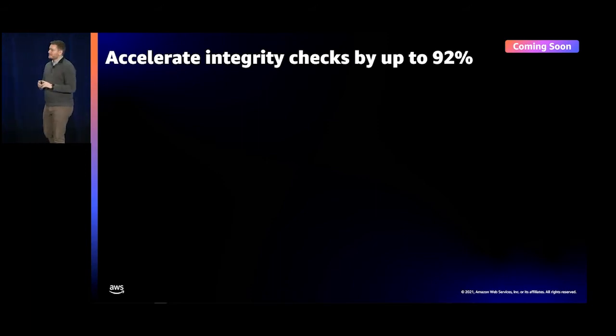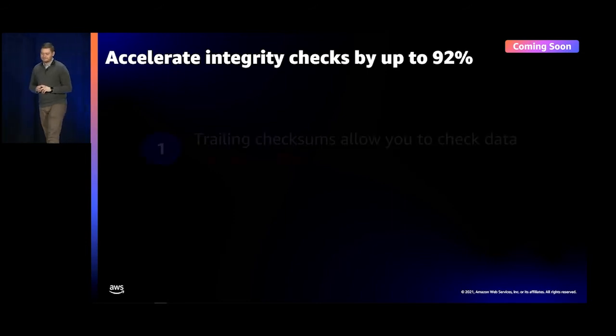At the end of the day, if you want to speed something up by an order of magnitude or so, you're going to need to figure out a way to parallelize it. And that's what we've done here. We're introducing two optimizations for integrity checking that together can accelerate your integrity checks by up to 92%.